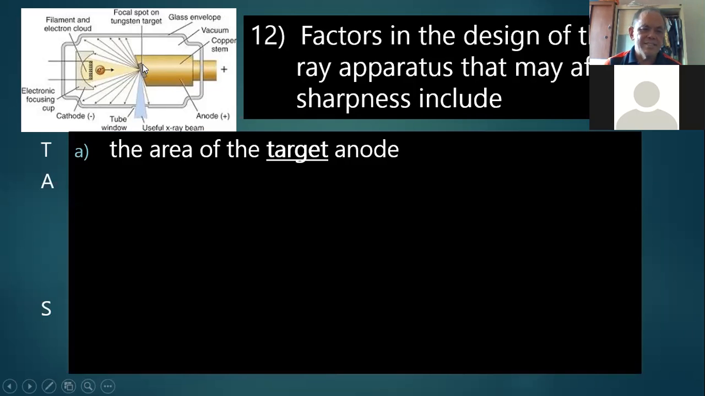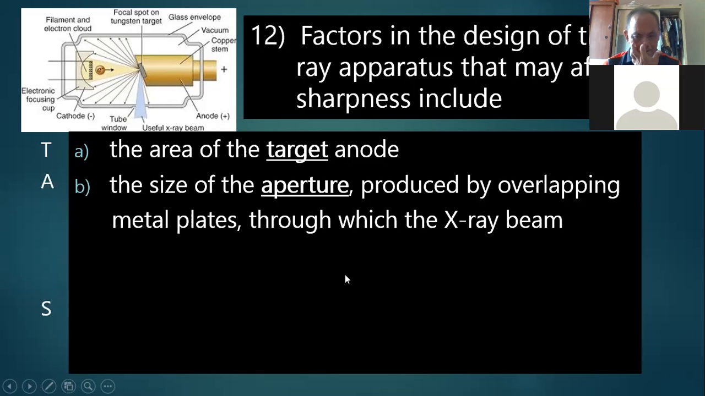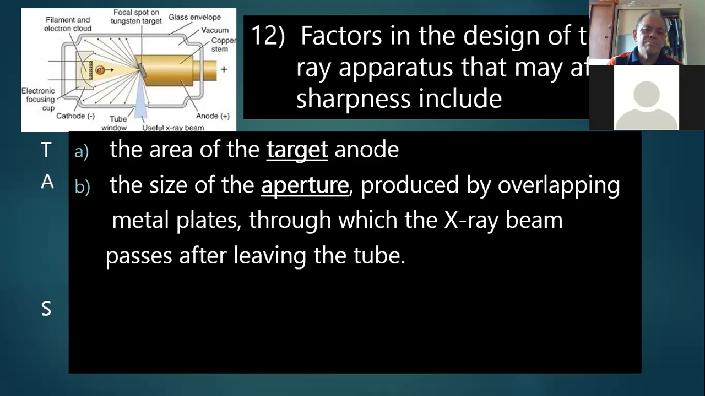This is the area of target. This is the X-ray tube, this is the cathode, and there's a target there. Next, size of aperture. This is called the aperture, the hole where you allow the X-ray to pass through. It is produced by overlapping metal plates through which the X-ray beam passes between the tube and the object.